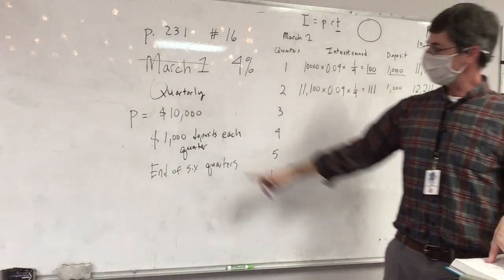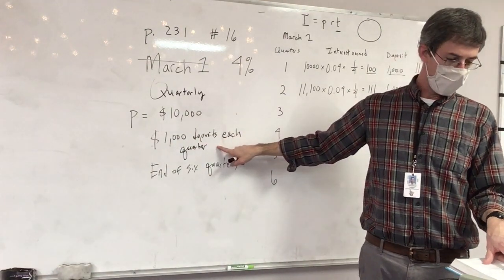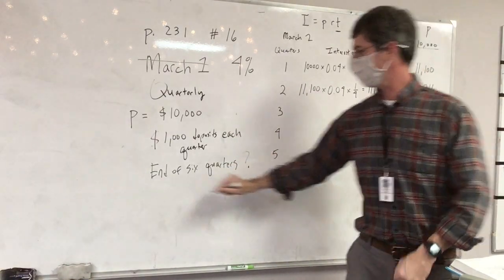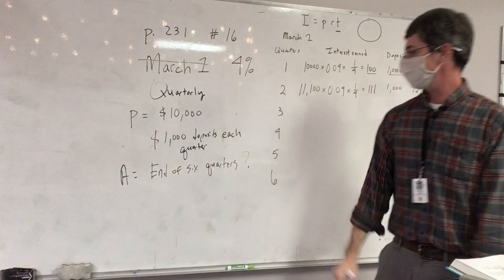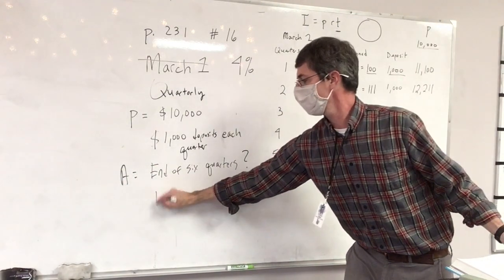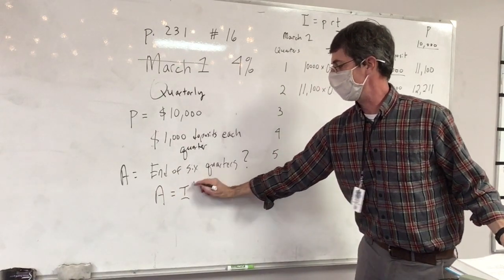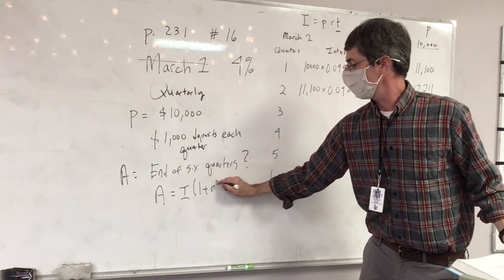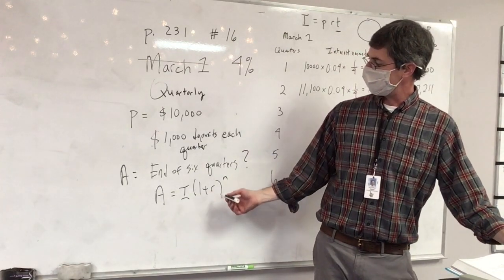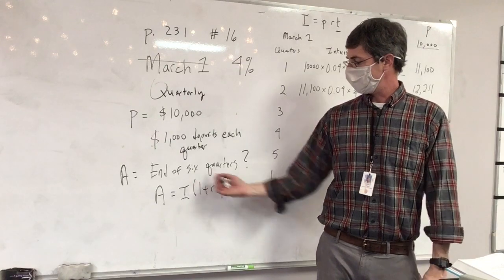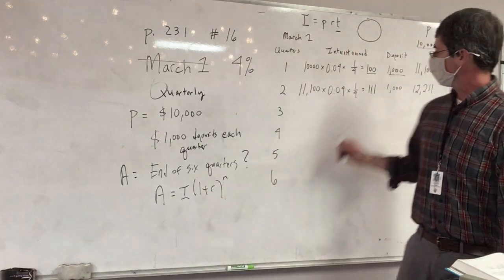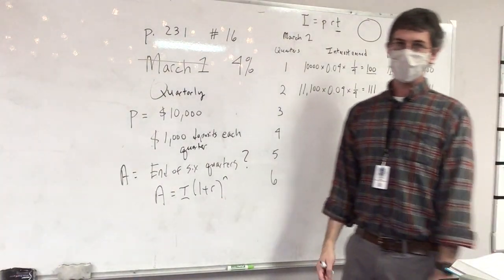And then she's going to make $1,000 deposits each quarter. The question is, how much is in the account at the end of 6 quarters? What is the amount at the end of 6 quarters? And so we can't use our new equation, A is equal to P(1 plus r)^n, because this new equation, even though it would tell us how to compound interest over 6 quarters, it doesn't allow us to deal with the deposits that are going to be made at the end of each quarter.